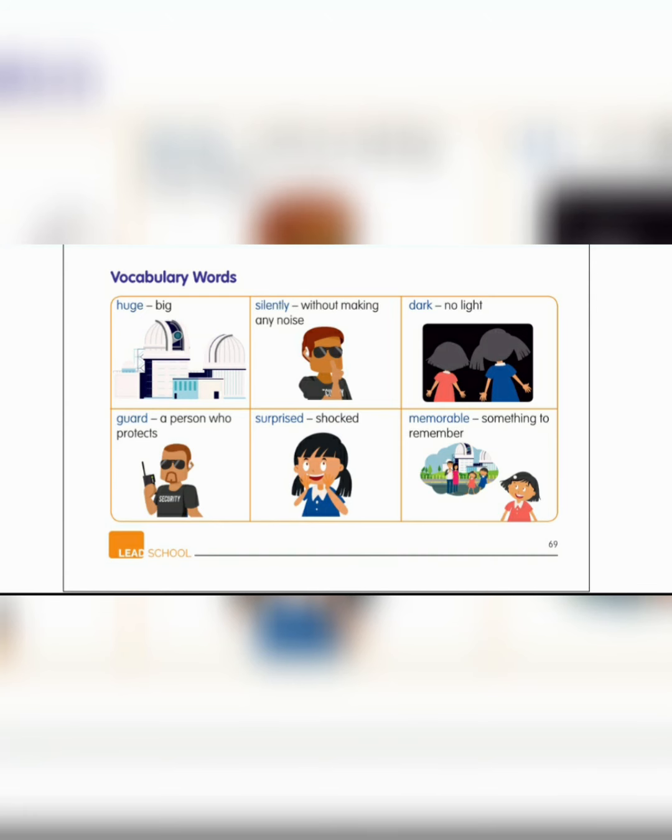Now students, we will read some vocabulary words. First one is huge. Huge means big. Second is silently. Silently means without making any noise, means quietly. Third is dark. Dark means no light. Fourth is guard. Guard means a person who protects. Fifth, surprised. Surprised means shocked. Sixth, memorable. Memorable means something to remember.